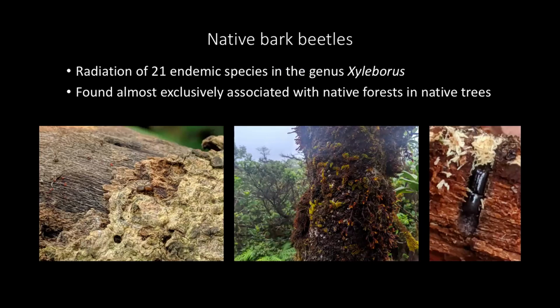In Hawaii, we have a really nice native radiation of bark beetles. They're all likely from a single common ancestor and now are about 21 species. They are almost exclusively found in native forests associated with native trees and are an important part of our native ecosystems.